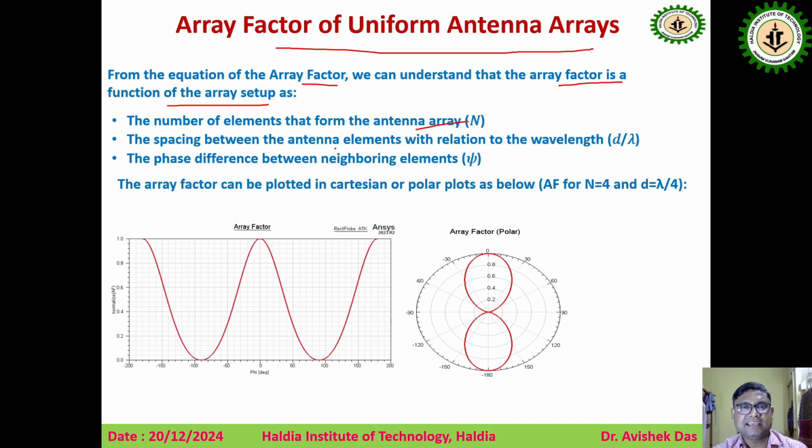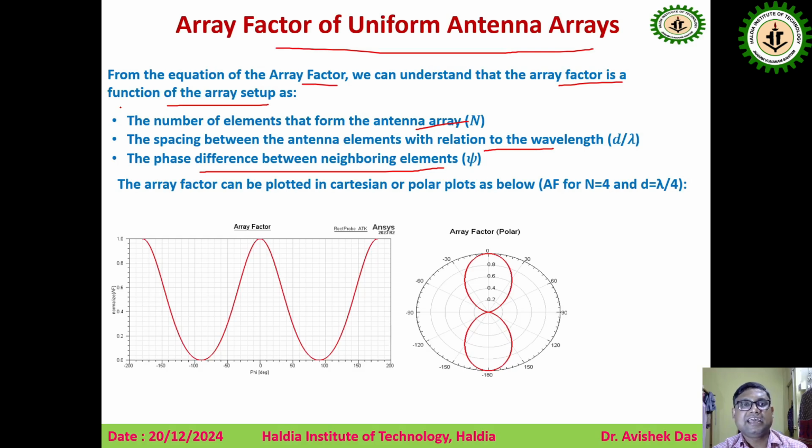Next is the spacing between the two elements and the phase difference between the neighboring elements. That we already discussed in the previous slide. So for the array factor there are mainly 5 conditions, and depending on those 5 conditions, the radiation pattern changes.